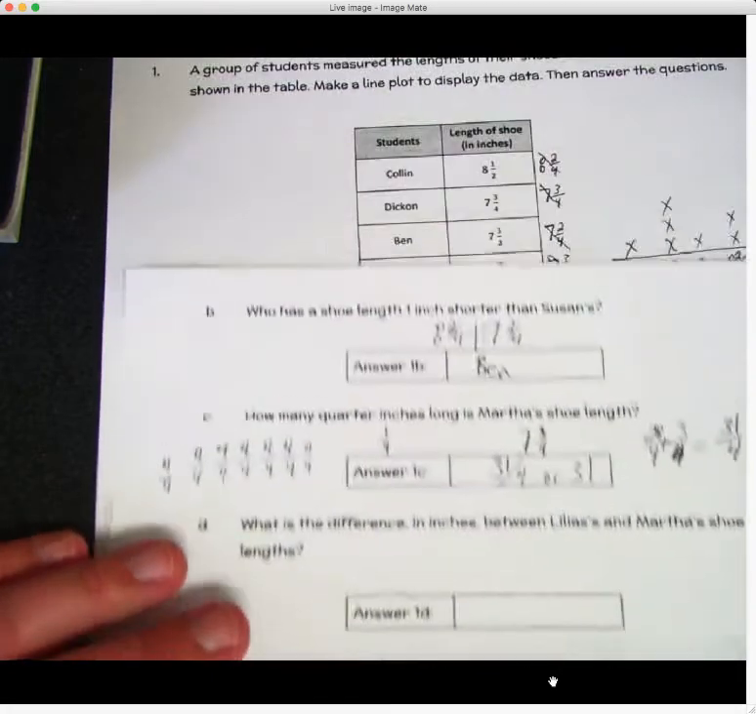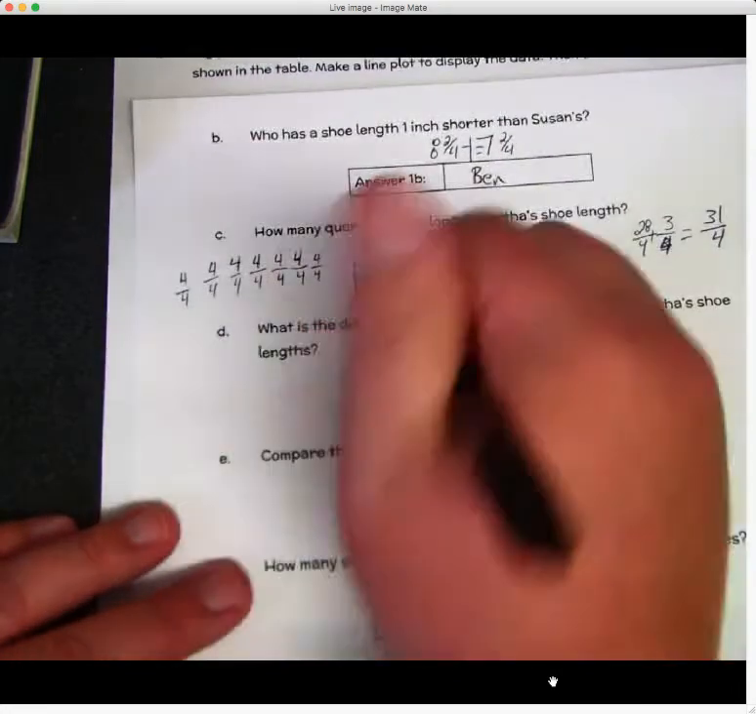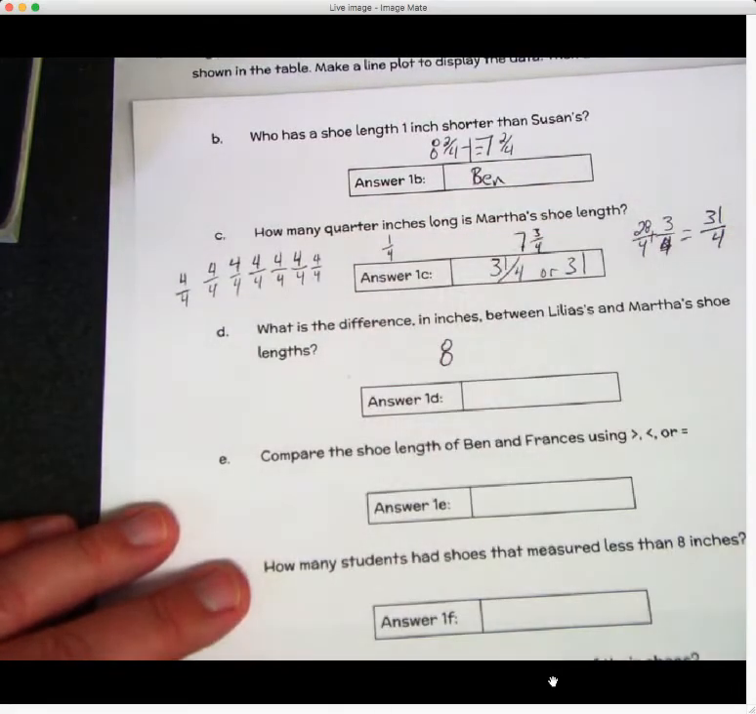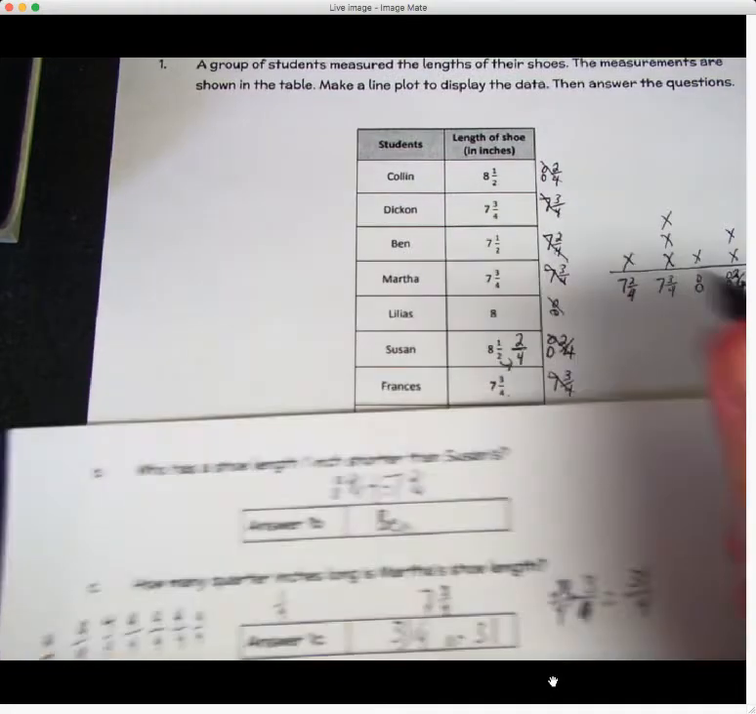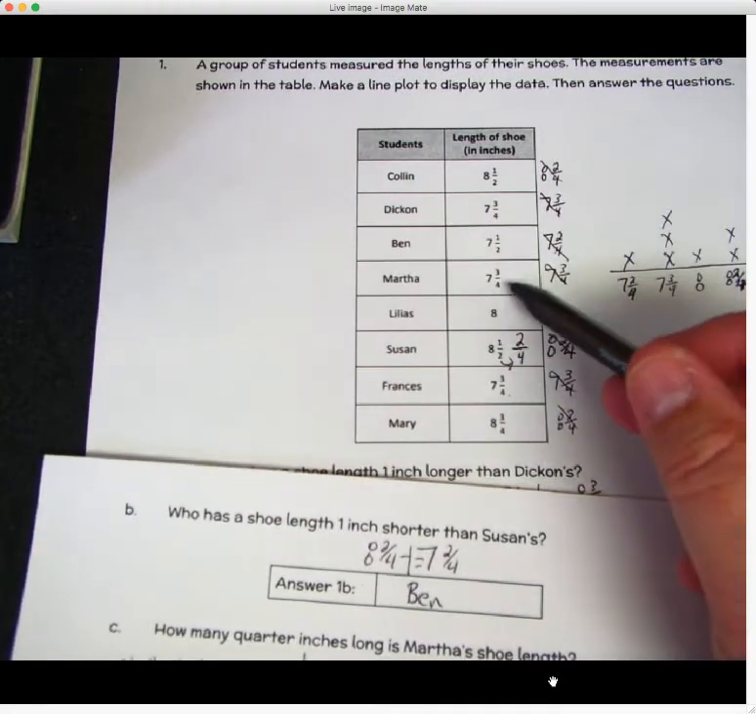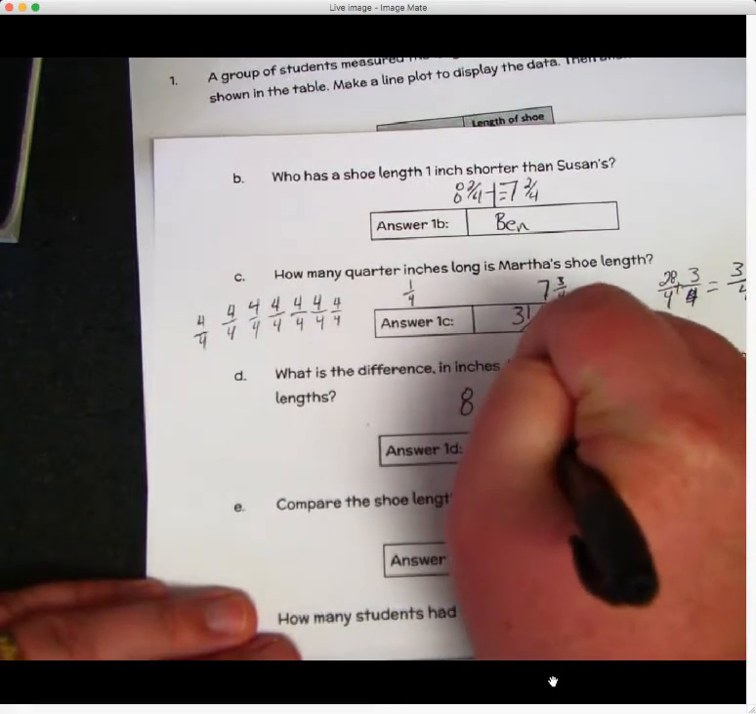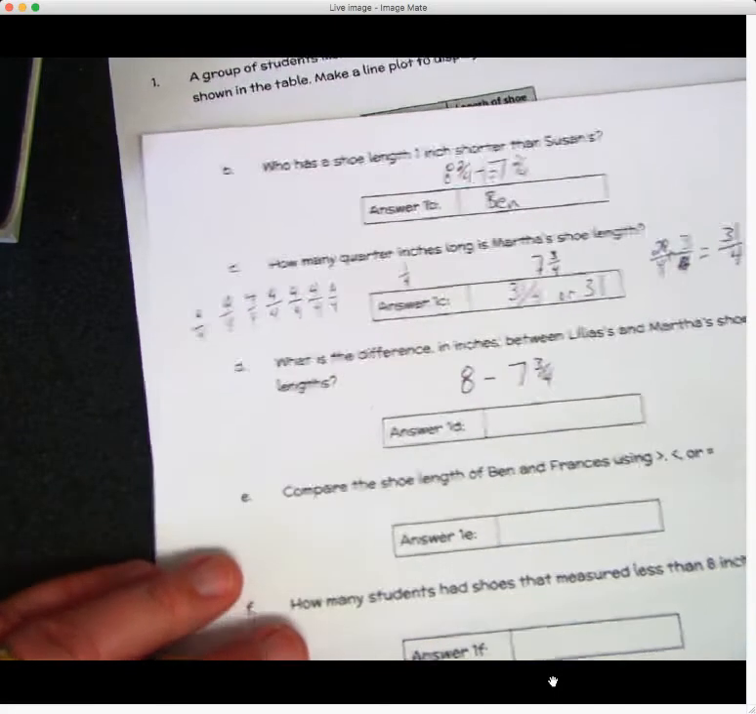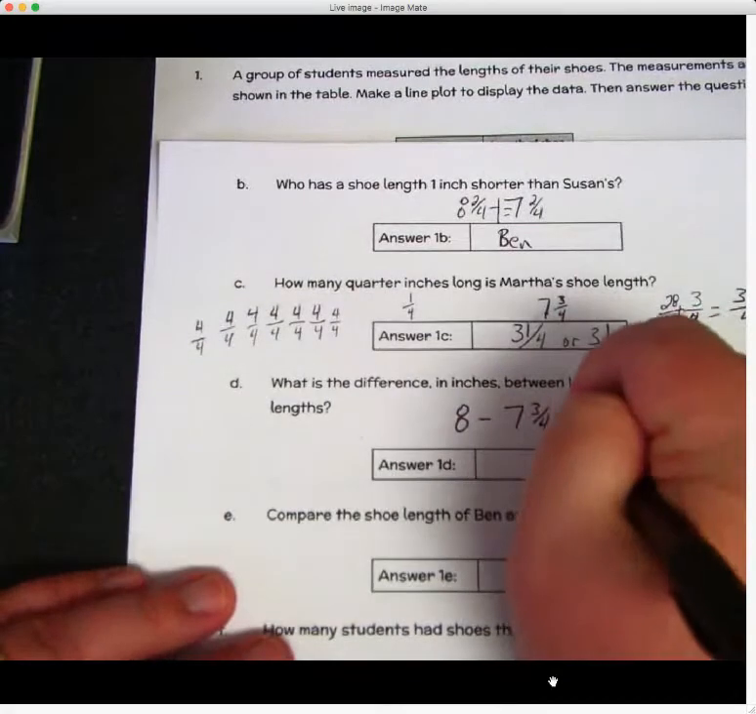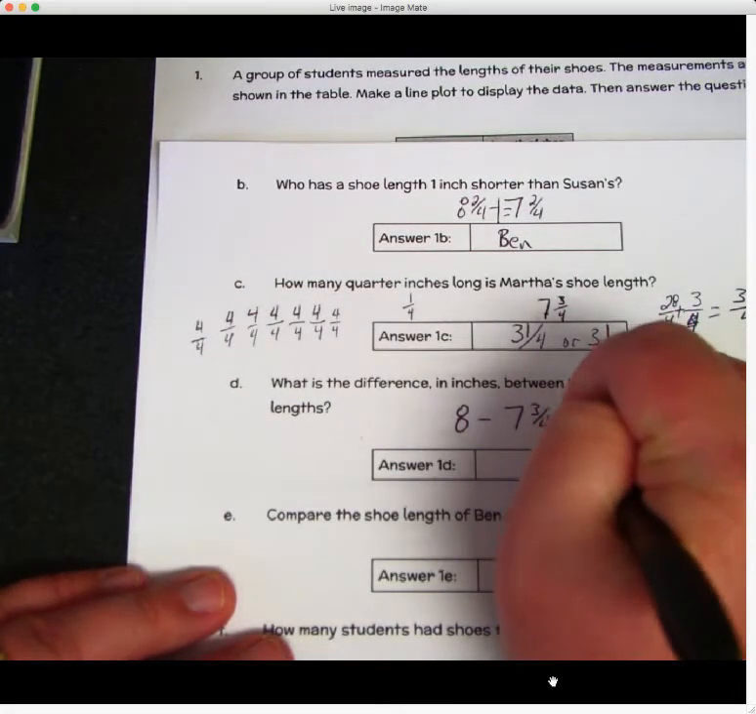What's the difference in inches between Lila's and Martha's shoe length? Well, let's find Lila's shoe length. Lila's is exactly 8. Martha's shoe length is 7 3/4. So 8 minus 7 3/4. Now, we had some problems like this, didn't we? Okay, so we're going to subtract and find out.